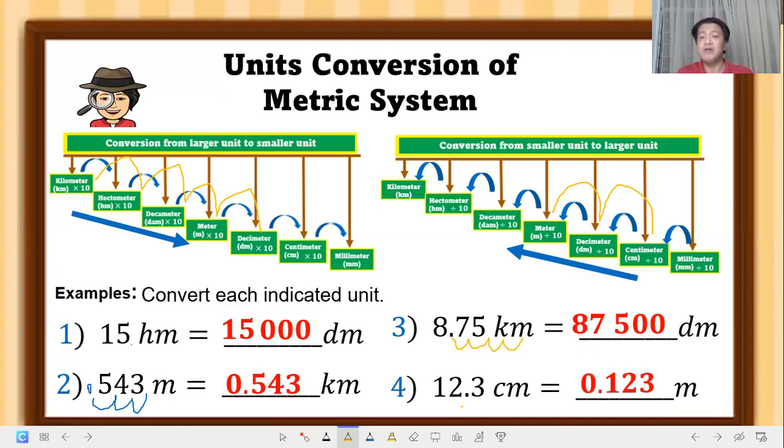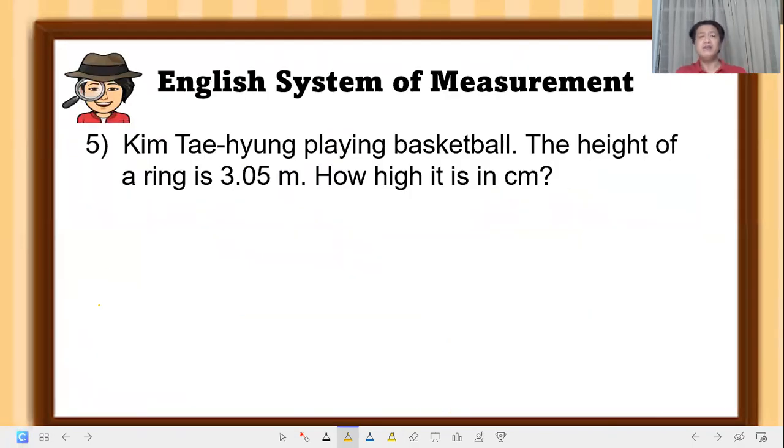Then since nag-divide tayo by 100, kaya magiging 0.123 na siya. Okay? Minove lang natin 1, 2. Kaya nandito na yung decimal point natin. Okay? And with that, let's apply.